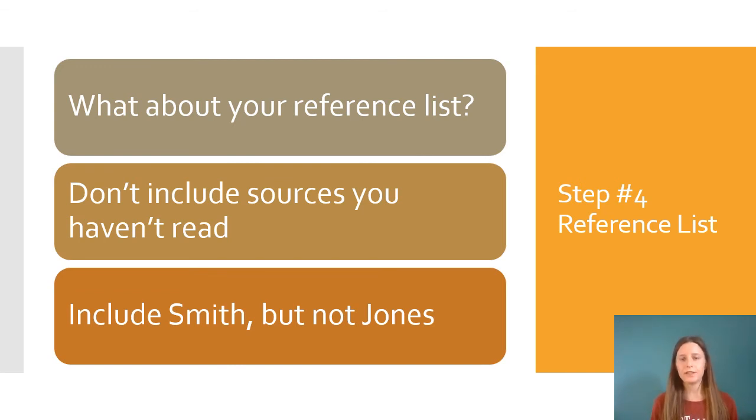So yes, in this case, if you have secondary referenced, if you weren't able to find that original article that you wanted, then you should include the article you actually read and not include the article that you weren't able to find. So just a little thing to remember about your reference lists. Don't include both, just include the one you actually read.